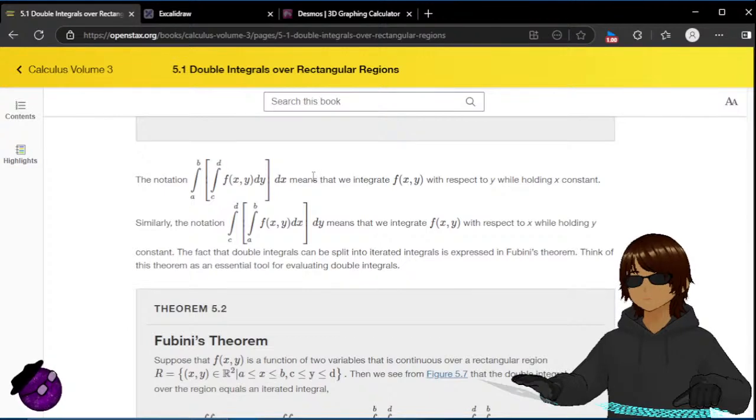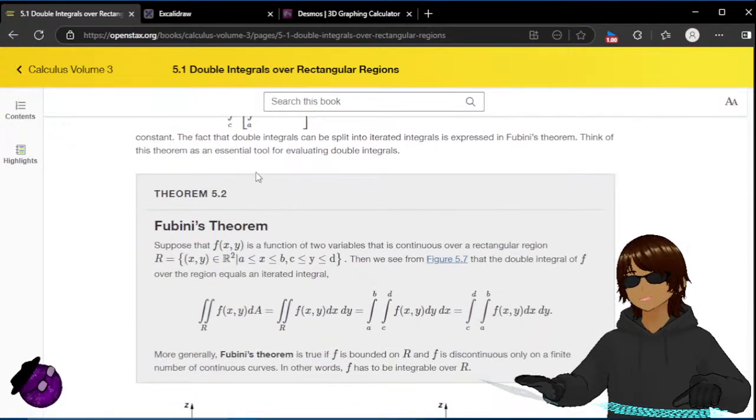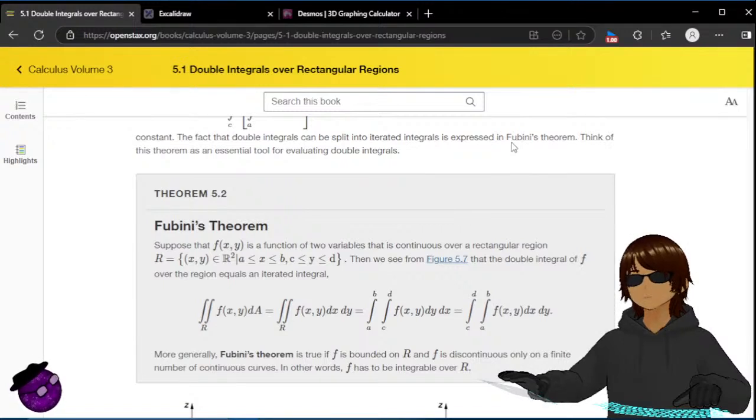So this notation means that we integrate f of x, y with respect to y while holding x constant. Similarly, the notation means that we integrate f of x, y with respect to x while holding y constant. The fact that double integrals can be split into iterated integrals is expressed in Fubini's theorem. Think of this theorem as an essential tool for evaluating double integrals.